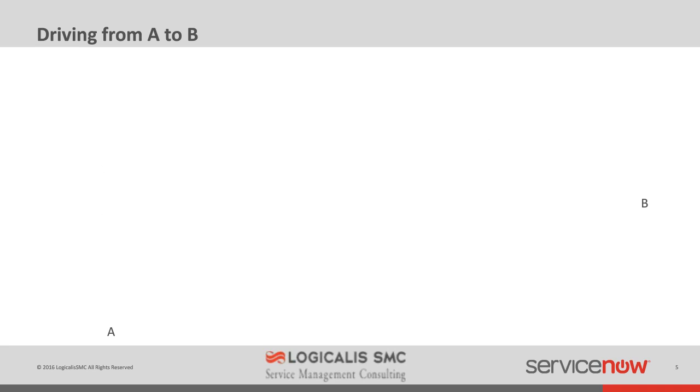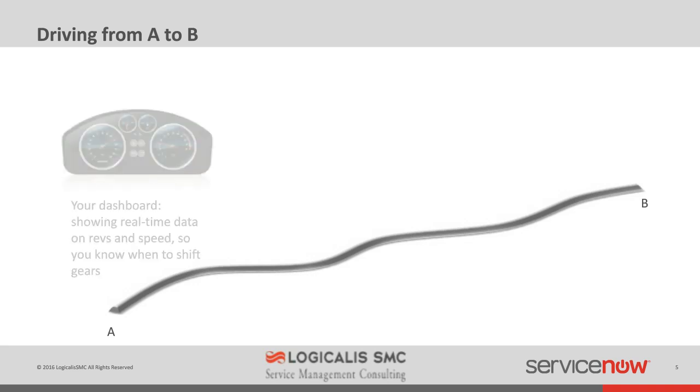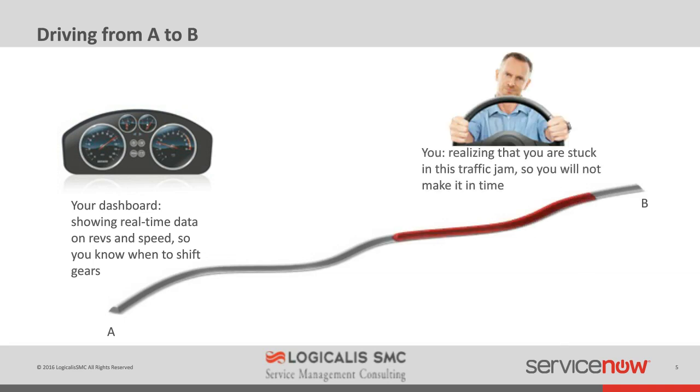Let's just give an example of how in daily life we see reporting. If I go in my car and I want to drive from A to B, and this would be the road that I'm traveling, then of course I will have a dashboard showing me all kinds of information. The most important information probably is about the revs when I need to shift gear, and of course also information about my speed. And then I realize that I'm in a traffic jam and I know that I will probably be too late. This was the situation, let's say 10 years ago.